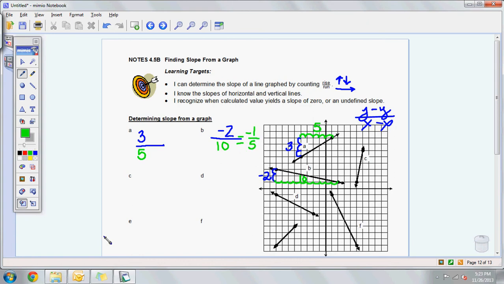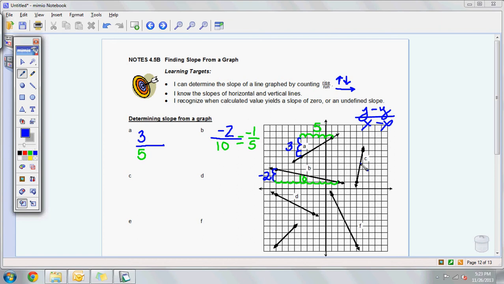But if I simplify that slope, it would be -1 over 5. All right, let's move on to C. I'm going to start at the point furthest to the left. I cannot just count willy-nilly here. I have to do rise over run. So I'm going to start here.